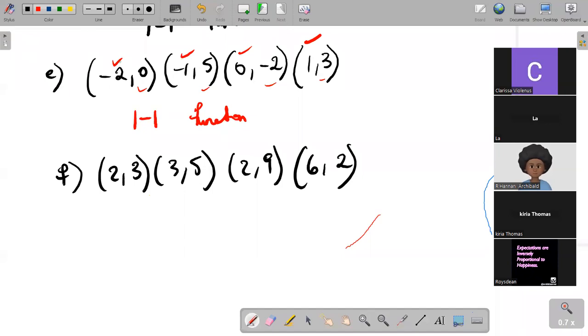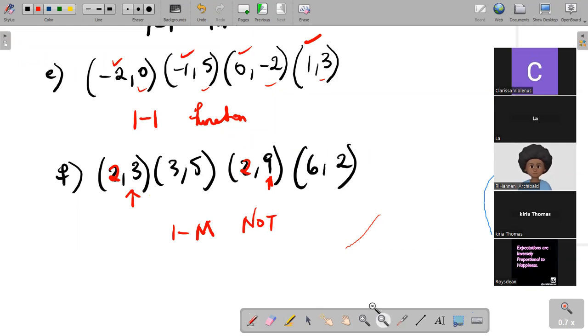Very good. Because which number is the number that double in for the x? The 2, right? And we see that the 2 is going to two different numbers, which is 3 and 9. And so this would be a 1 to many. Function or not a function? Not a function. Excellent.